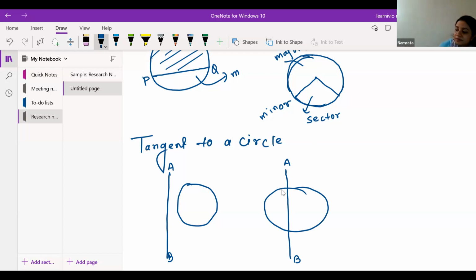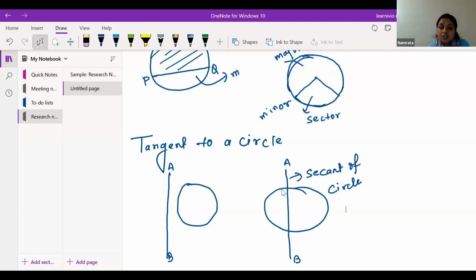And the name of this one is secant of a circle. So whenever a straight line is intersecting our circle, that means it is sectioning our circle. That's why the name is secant of a circle. That means our circle is getting divided into two parts. So from there the name came, secant of a circle. What's the meaning of secant of a circle? If a line is cutting the circle, that line is the secant of the circle.